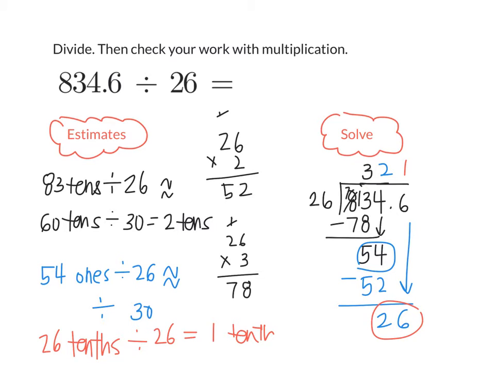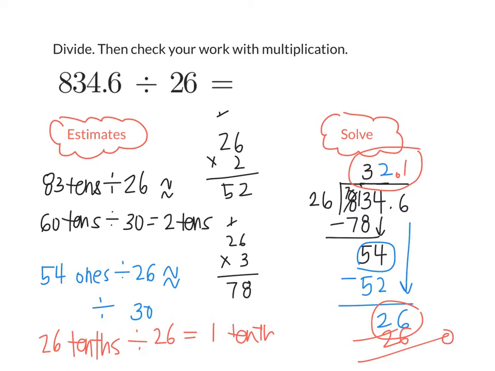What number do I have here? 321. Is that what I want? No. I actually want the 1 to be in the what's place? Tenths. What do I have to put there to put that 1 in the tenths place? Okay, good. Then we multiply 1 times 26, which is obviously 26. And what do I have left? 0. So what's the answer?